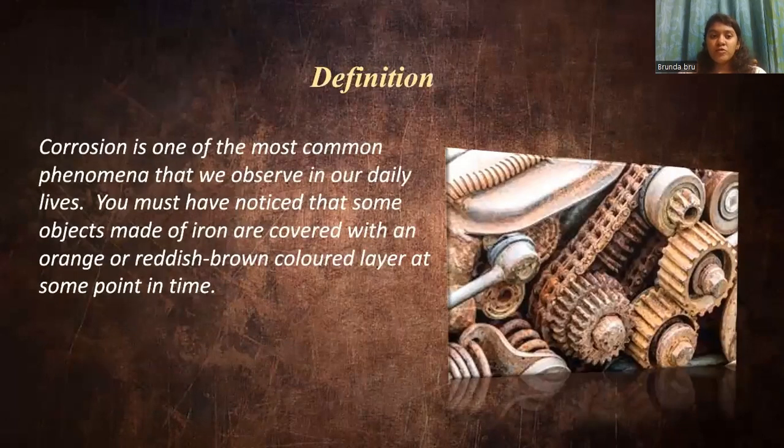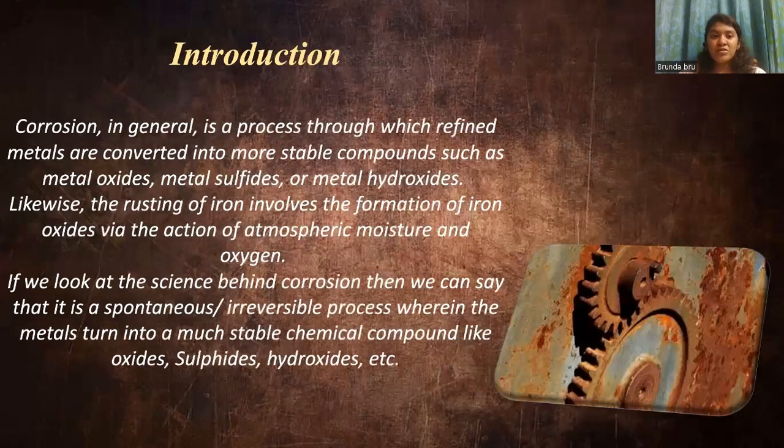Corrosion is one of the most common phenomena that we observe in our daily lives. You must have noticed that some objects made of iron are covered with an orange or reddish brown colored layer at some point in time. Corrosion, in general, is a process through which refined metals are converted into more stable compounds such as metal oxides, metal sulfides, or metal hydroxides. Likewise, the rusting of iron involves the formation of iron oxides via the action of atmospheric moisture and oxygen.